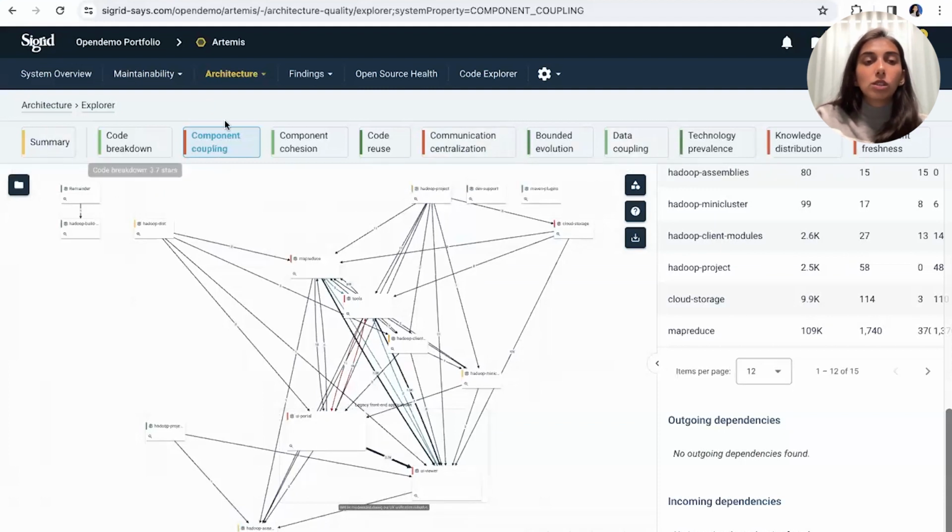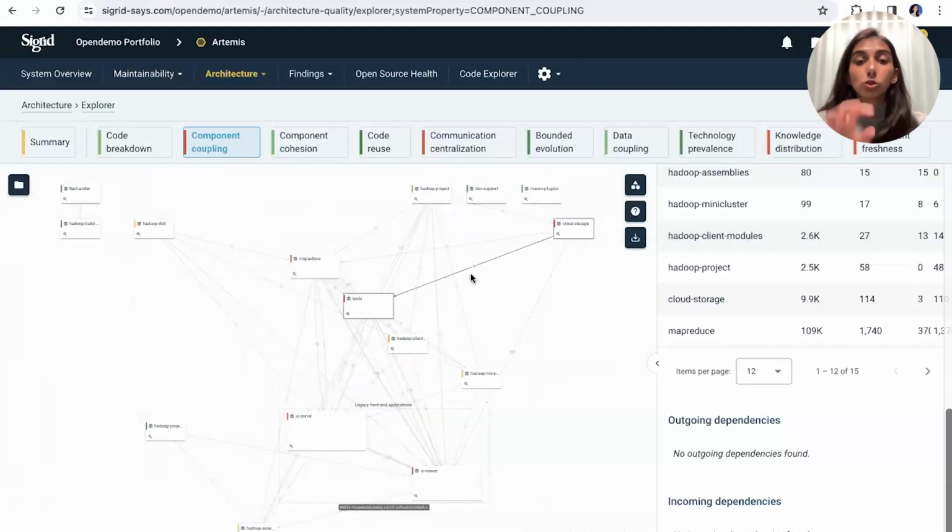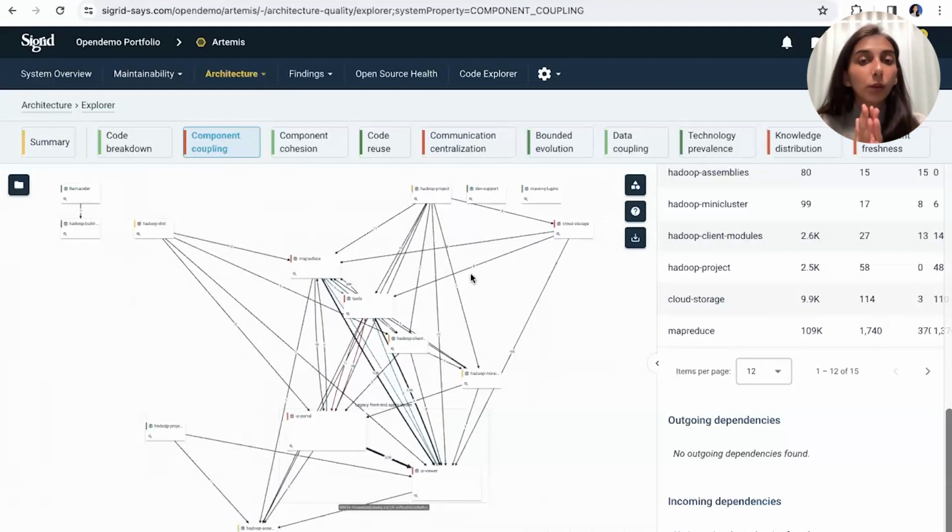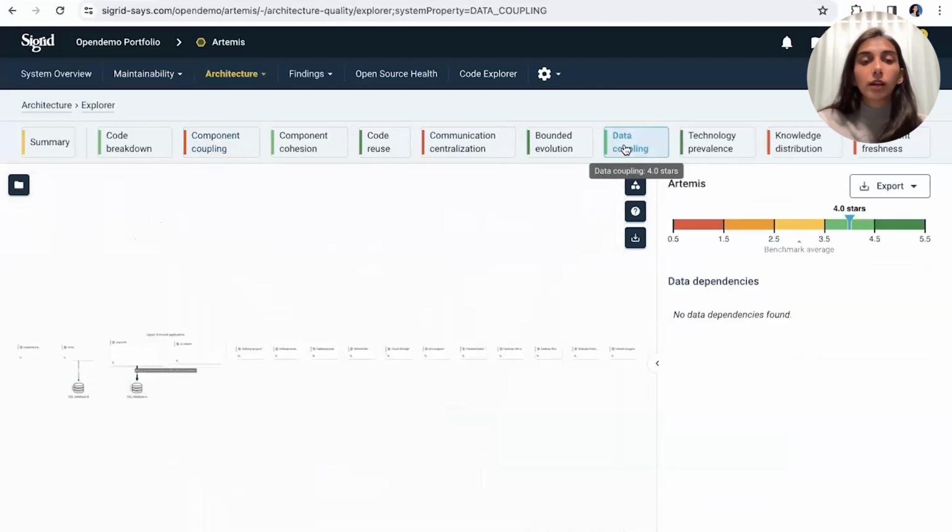So in the summary tab, you see both code calls and data calls in one tab. But if you want to split them, if you just want to look at calls that are being made from components to databases, then you go to data coupling. Whereas if you want to see calls that are made between the components, then you go to component coupling. So let's look at data coupling.